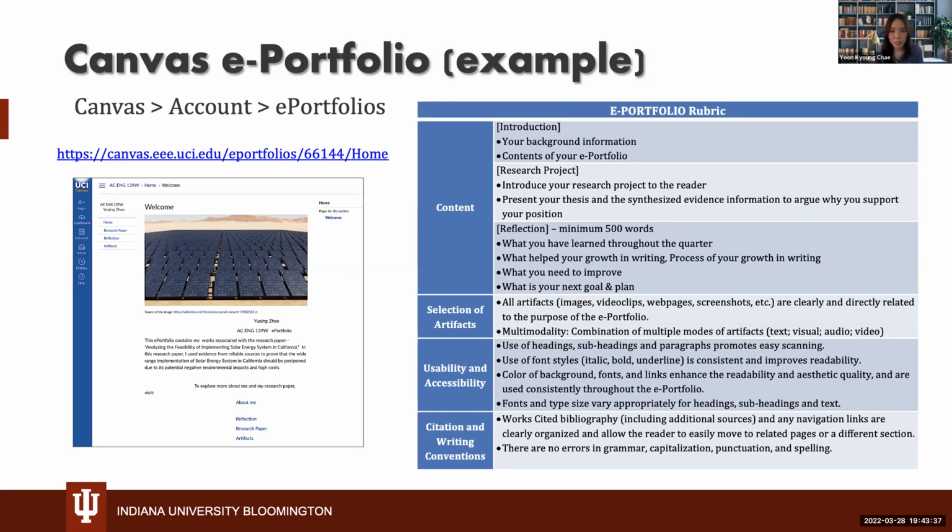To find your own Canvas ePortfolio page, once you sign in with your IU Canvas, click your account or profile, and then there's an ePortfolio link. That's your ePortfolio page. You can use your portfolio page for your own publication or to organize your work. It's up to users' decision about how to use that. But I chose to use this Canvas ePortfolio page as part of my writing class.